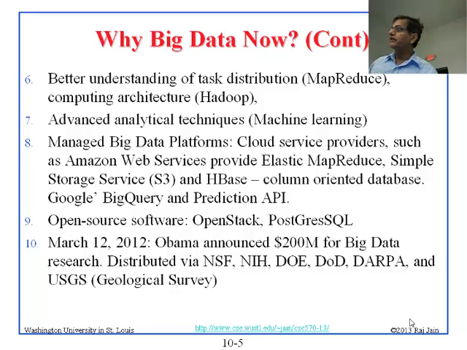Open source software is the ninth reason. Nowadays you can get OpenStack, for example, which is the cloud computing software, or PostgreSQL, which is a database, all for free, all open source.